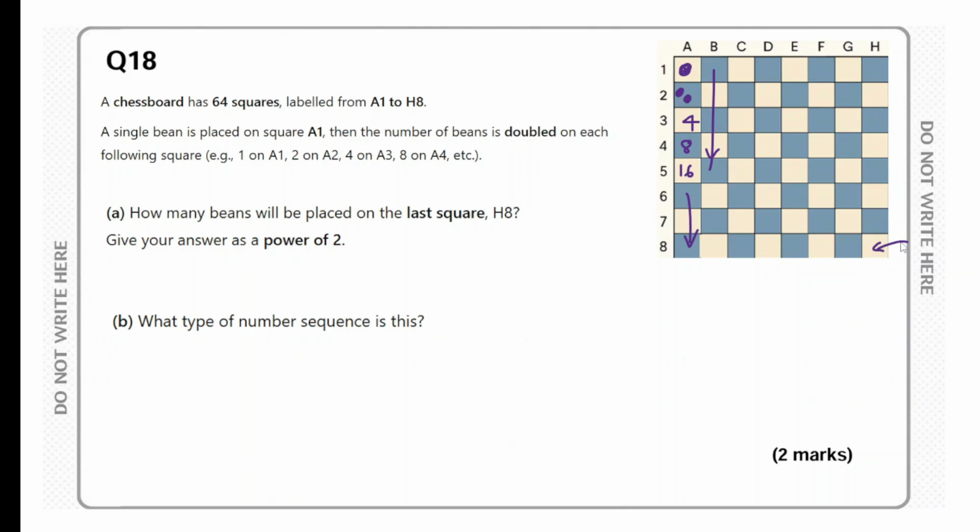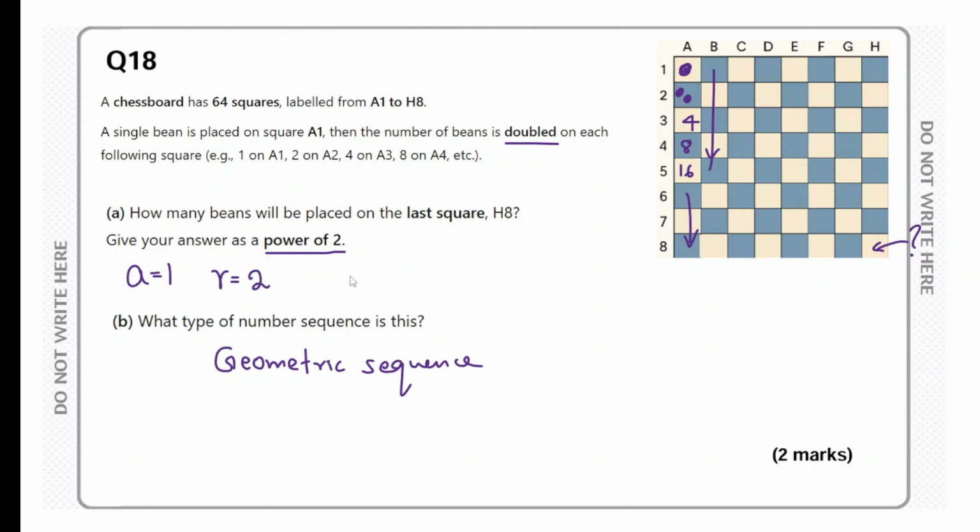Now you can clearly see this is a geometric sequence. How do we know? Because there is a common ratio. Every number is multiplied by 2 to get the next one. So I can do part B first because I just identified it. What type of number sequence is this? It's a geometric sequence.